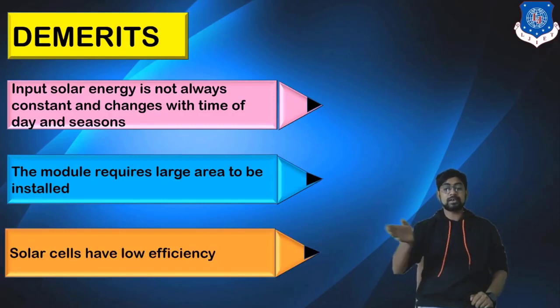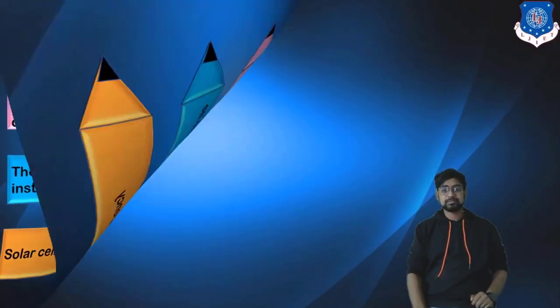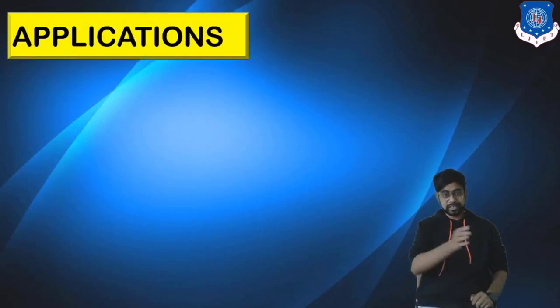The solar cell has comparatively very low conversion efficiency, that is almost 15 to 20%. But the thing is that when we are getting solar energy in such great abundance, and that is also free, then this point is not that much accurate. So these were the demerits and merits.